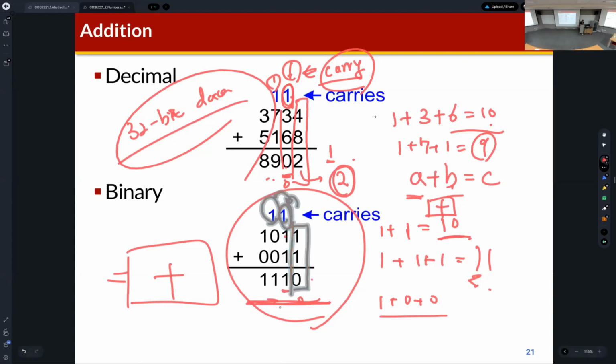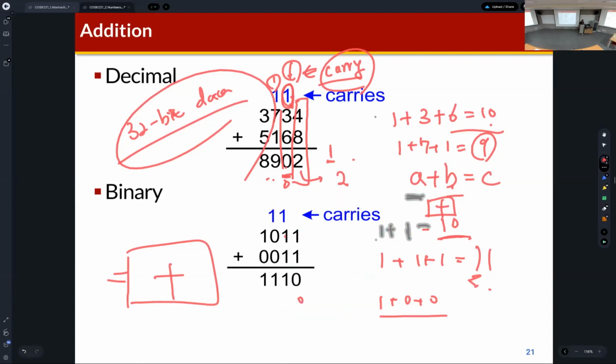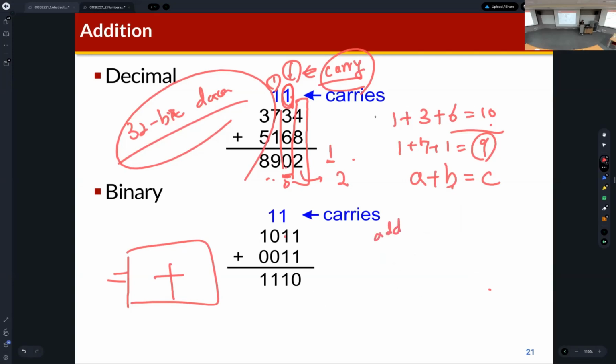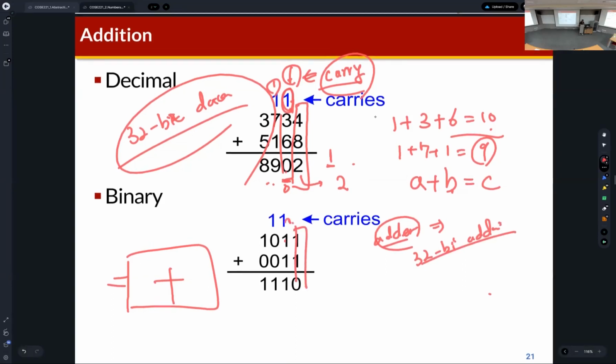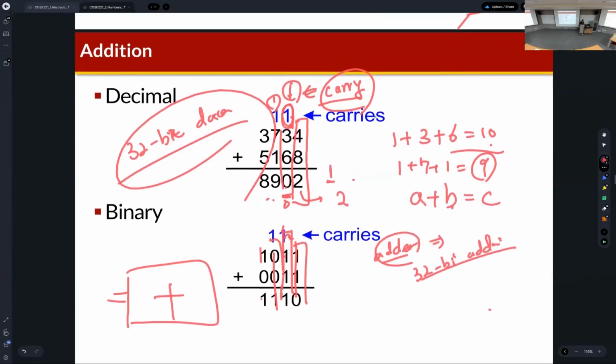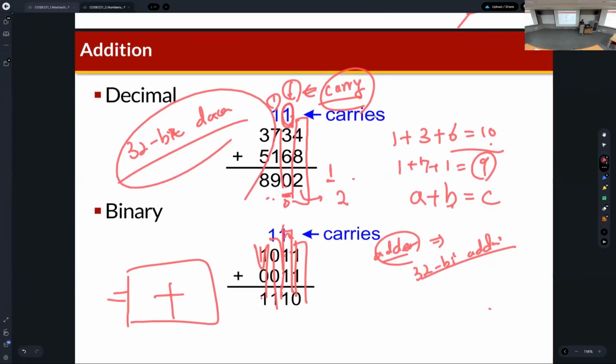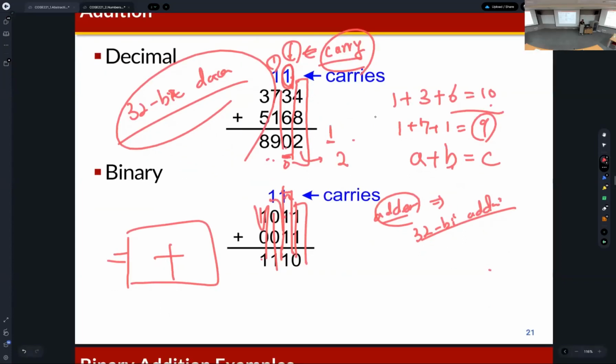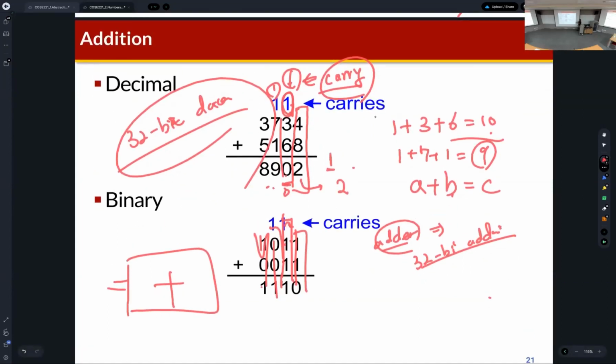The hardware that can perform addition is called an adder. And the adder needs to support 32-bit addition, which means we start from the LSB, a carry is generated, and then we go to the next digit. So the add operation can be performed like this. Then what is the problem?